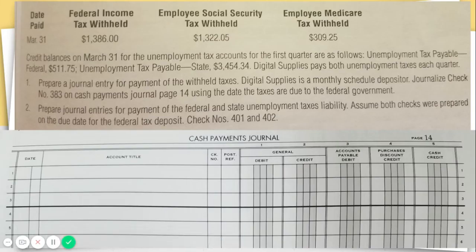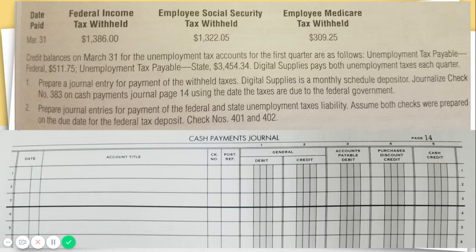This is our work together from our workbook. So let's follow along. So they give us the dates, March 31st, the federal income tax, Social Security, and Medicare tax. Credit balances on March 31st from unemployment tax accounts. First quarter are as follows. And they want us to prepare a journal.